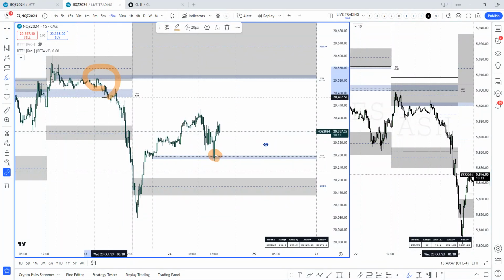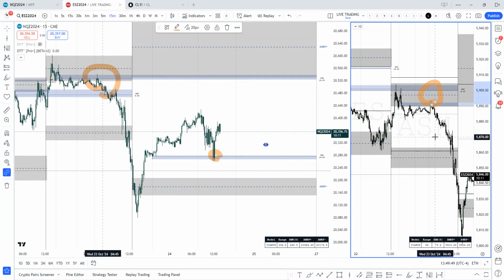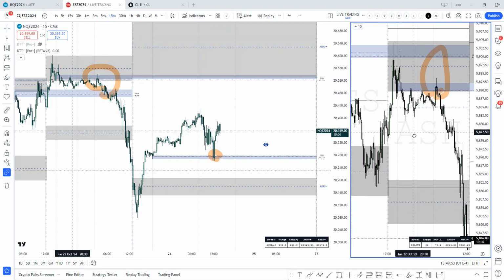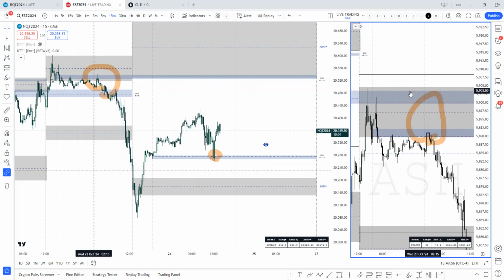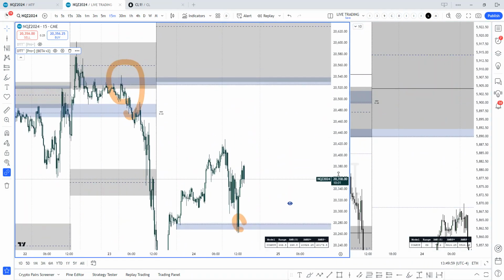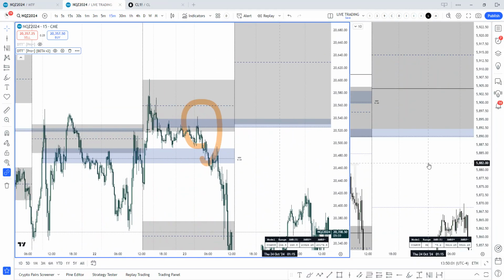Here's another example of that up there. You can see the S&P was weaker in comparison to the NASDAQ. So there's your root SMT. You can pick and choose if you're opting for shorts as a swing trader.